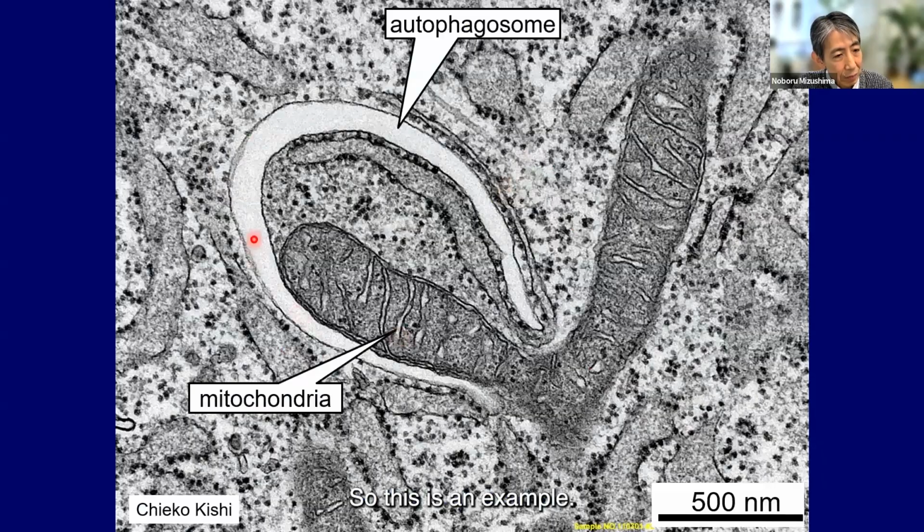So this is an example. In this EM picture of a mouse embryonic fibroblast, this autophagosome is now trying to engulf this huge mitochondrion. This is called mitophagy. And on the other side of this autophagosome, you can see the endoplasmic reticulum. This is called ER-phagy.